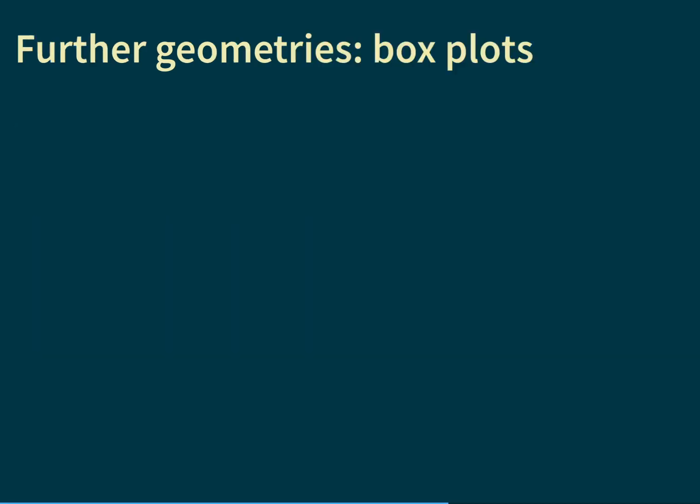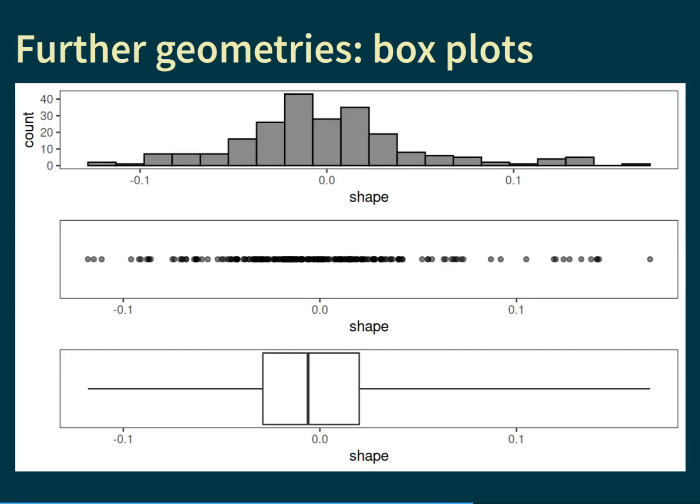Let us move on and learn about yet another geometry. So far we've looked at geom point, which creates scatter plots, and geom histogram, which creates histograms. Next up is box plots. So let us take a look at what box plots are.